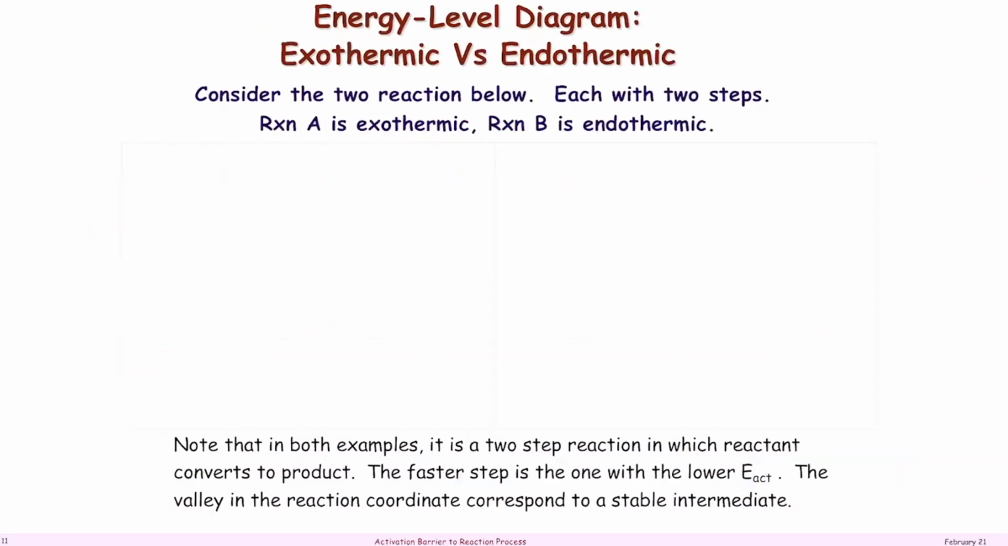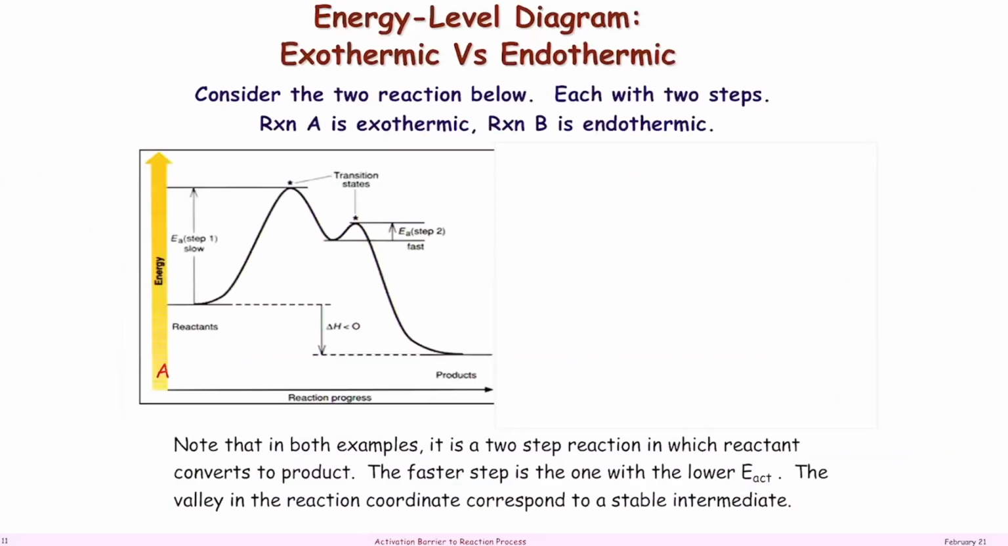So let's take a look at this right here. Exothermic versus endothermic. You guys should recognize that this is our reactant. This is our product. It's an exothermic reaction. You can see that just by one glance. How do you know? The product is lower in energy than the reactant. Okay, it's an exothermic reaction.